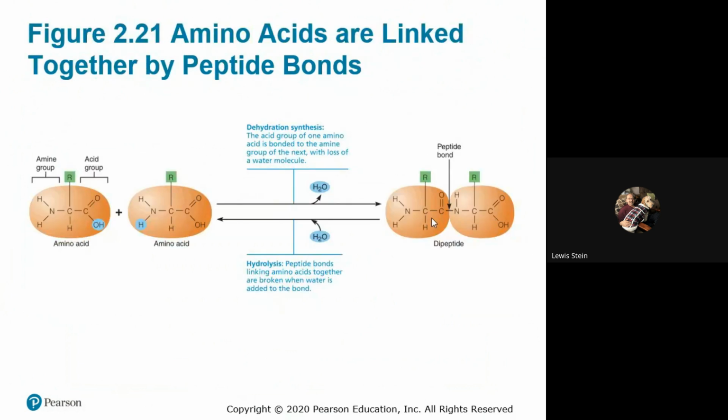Here it is. Once again, here's R. Let's assume they're the same for argument's sake, that they have the same R group. It doesn't matter. This is here. The OH, in this case, they're taking the OH from the C double bond OH, the carboxyl group, one of the hydrogens, and they form this bond where you have C double bond O, and you don't have to write it or you don't have to know it, just know the name, and you bond it to the end with an H. It's called a peptide bond.